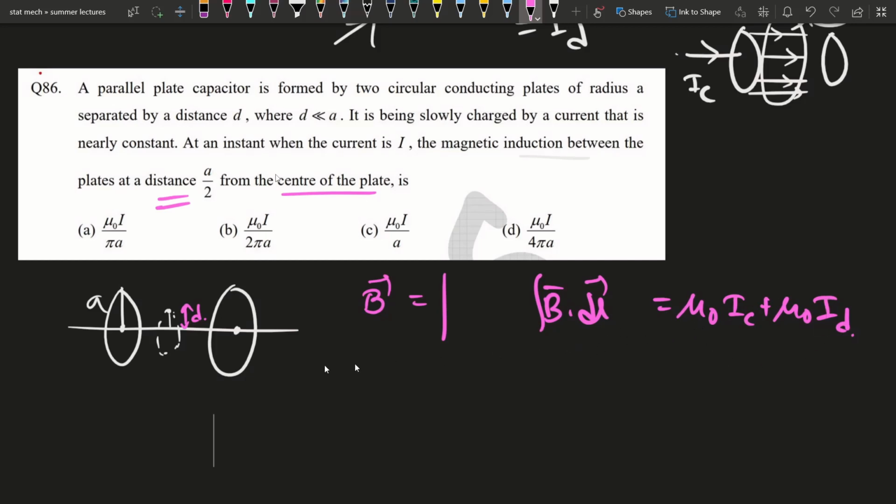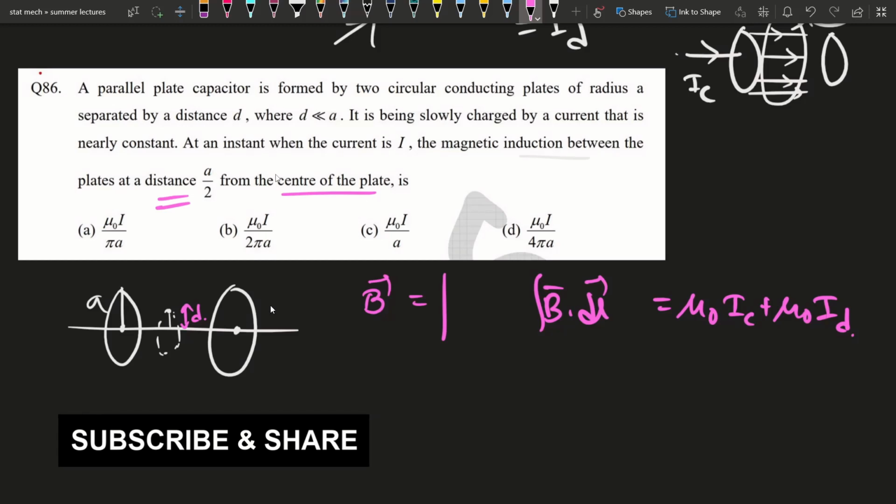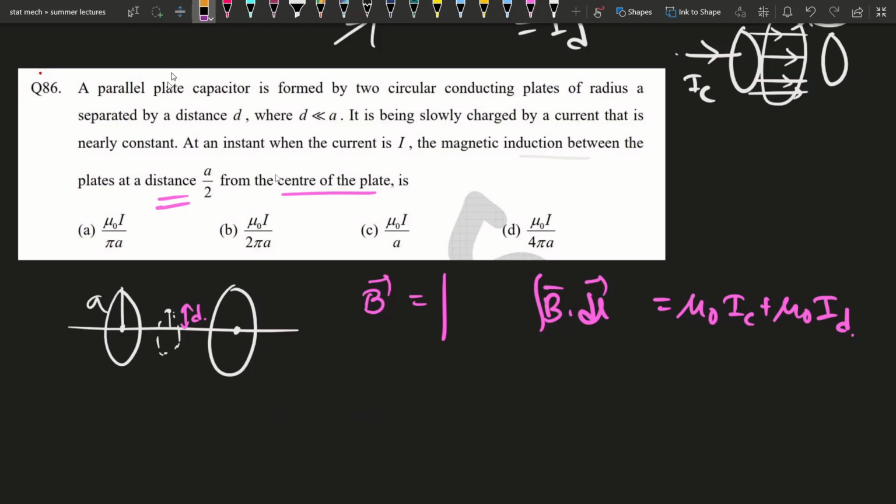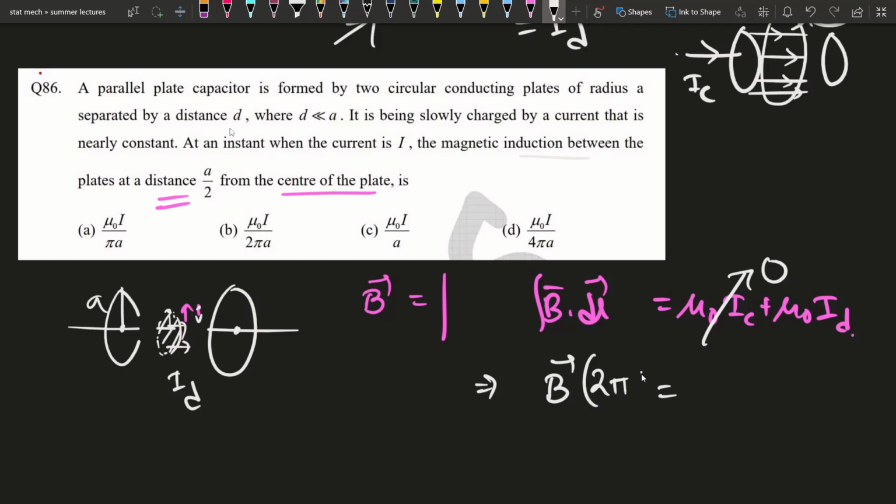But to use this, we know that in this region there is no IC, right? Here there is actually no wire; I have drawn it here, but actually there is no wire. If there is no wire, then the IC term goes to 0. So we just have to find the total ID in this area. Then B times 2 pi d, where d is the distance from this line, equals mu naught I.